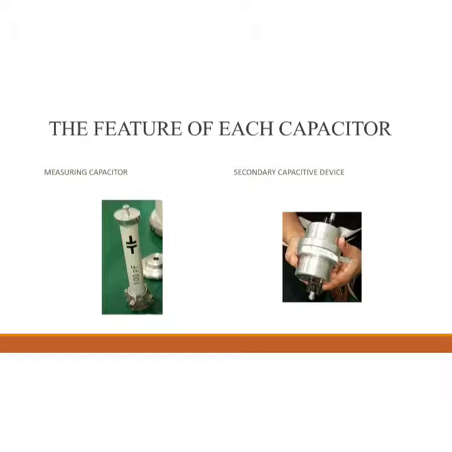Next, Question 2. The question is to describe clearly the features of each capacitor used as a voltage divider. The first capacitor used is the measuring capacitor. The measuring capacitor is used as a voltage divider with a capacitance value of 100 picofarad to sustain high energy so that it can be measured by a voltmeter. The voltage value is 100 kilovolt.